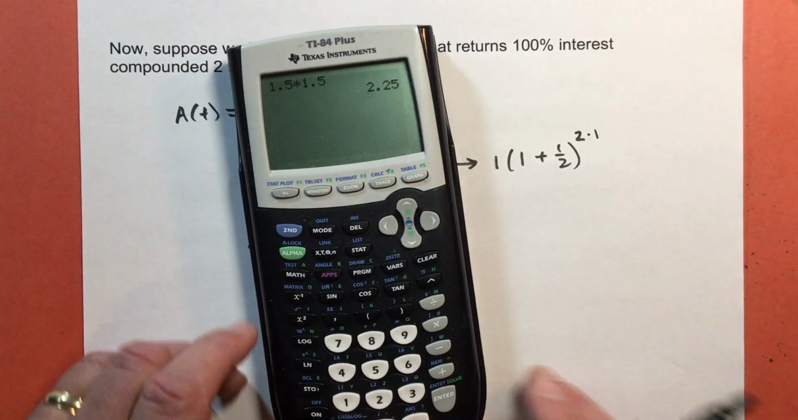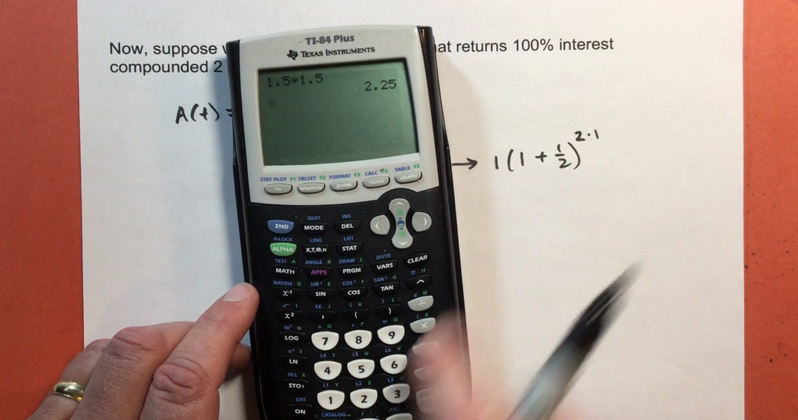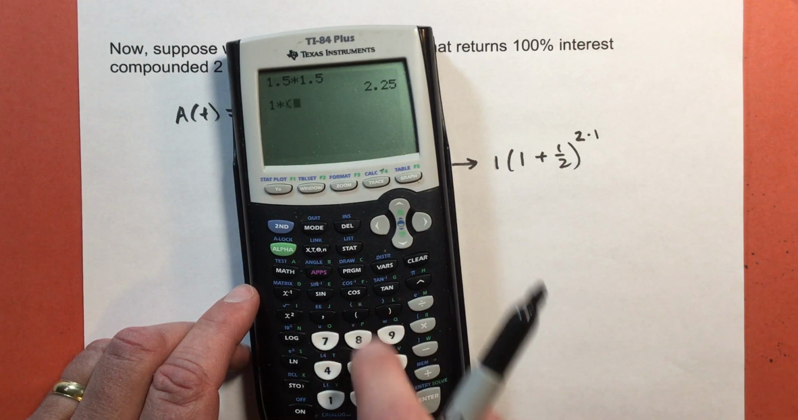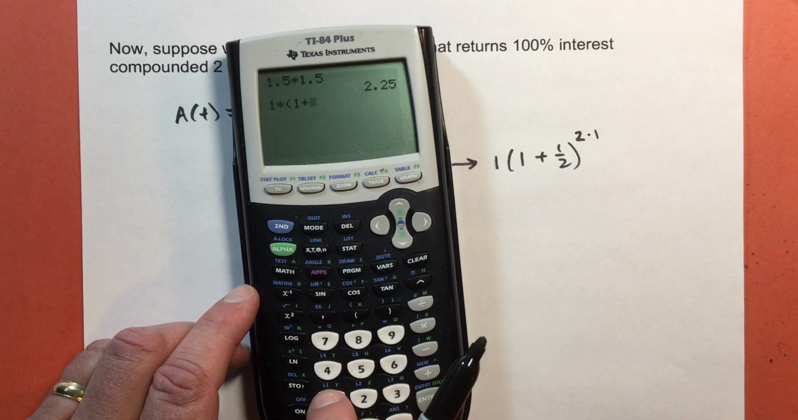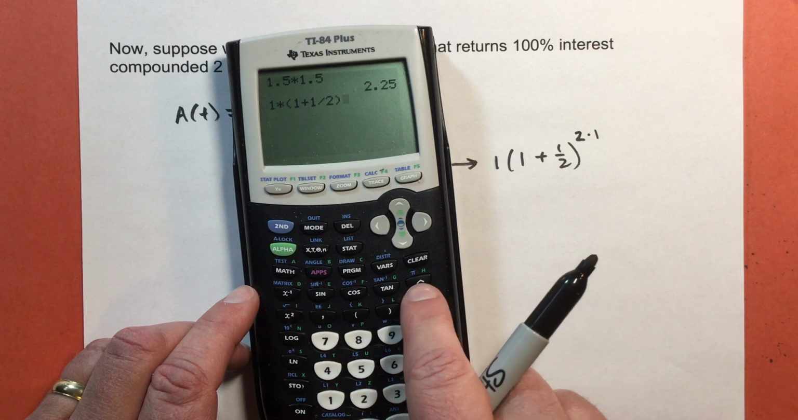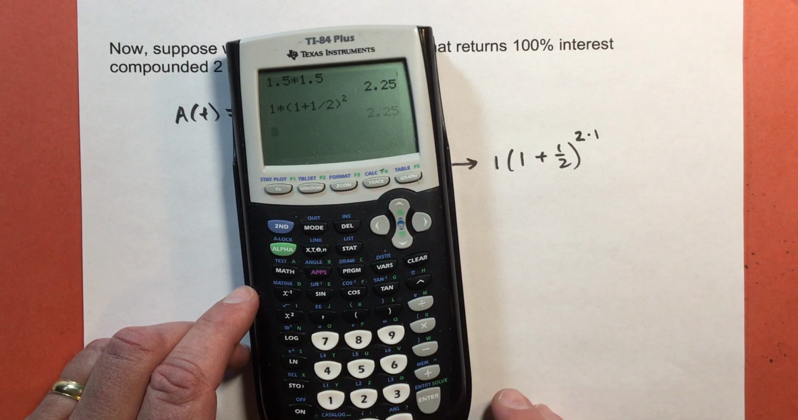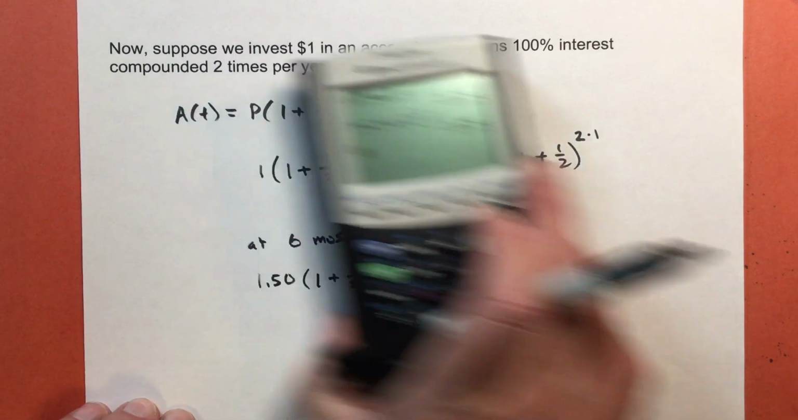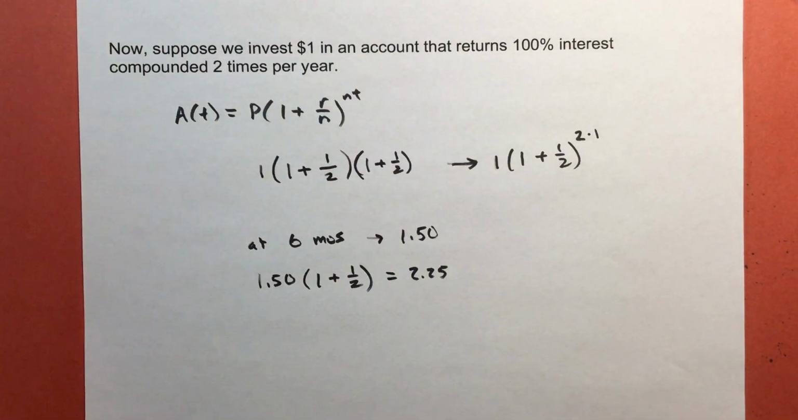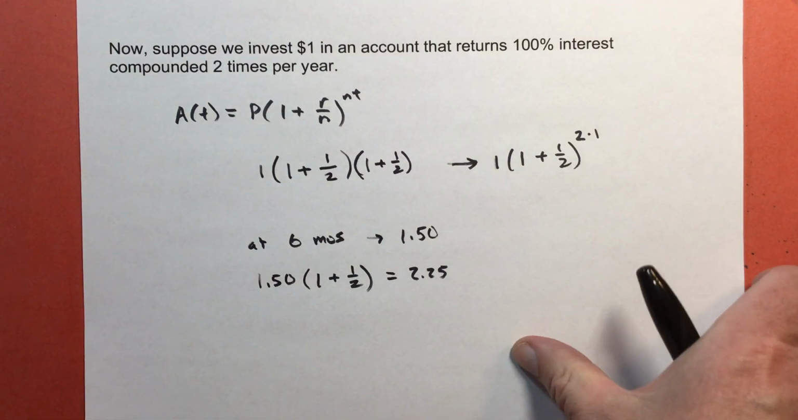And if I put this into the calculator, I'll even do it with the 1. 1 times, parentheses, 1 plus 1/2, close your parentheses. And I'm going to use my exponent. I can actually do to the second power, but use my exponent. To the second power, I get 2.25. And that extra 25 cents came from the fact that I got interest on the interest.